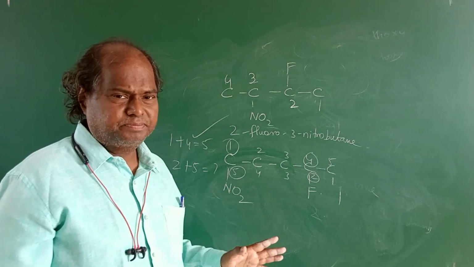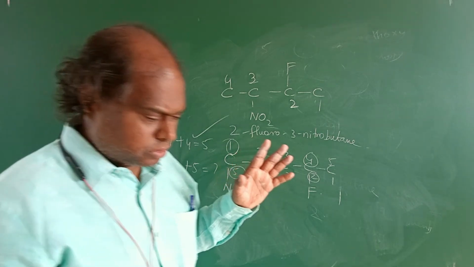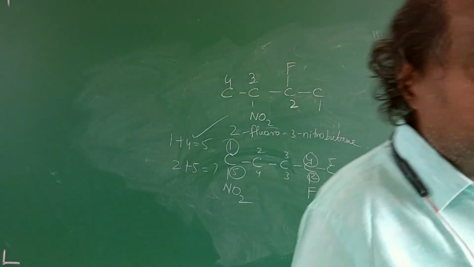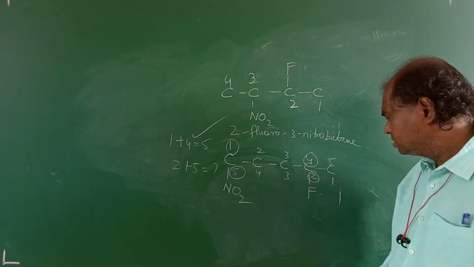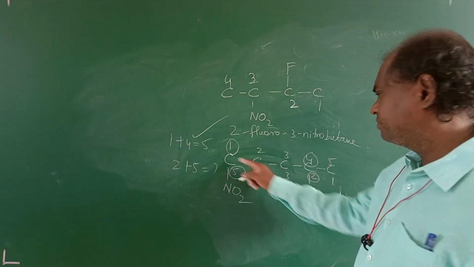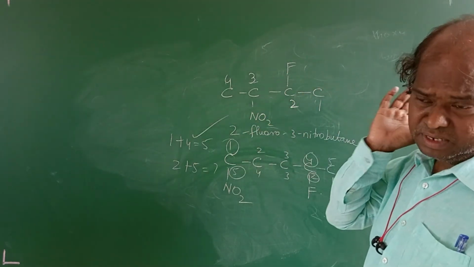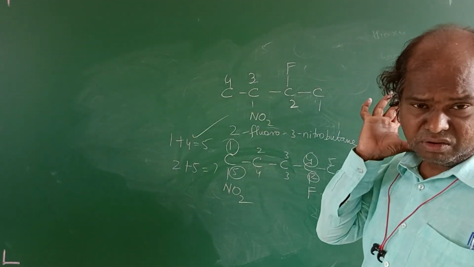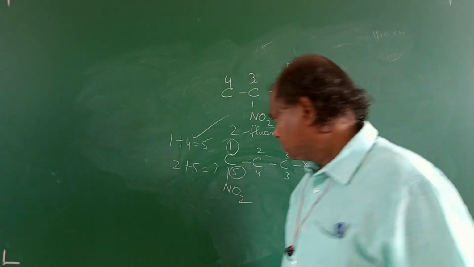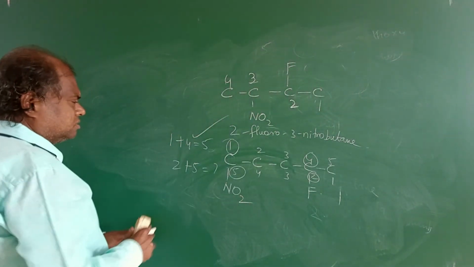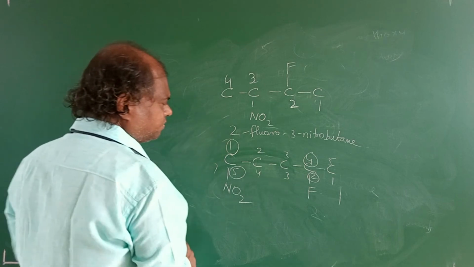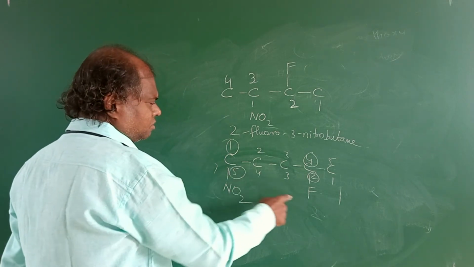So students, I hope you are getting it. First importance you have to give to the sum of the numbers. So 1 plus 4, 5. If it comes out to be the same, then you go by alphabet. Then the alphabetical order you give the numbers. Okay. So what will be the name of this compound? 1 plus 4 means 1, 4, right?